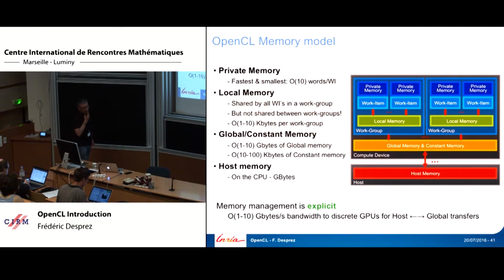If we take a look at the different memory sizes, of course it depends on the platform you have in front of you, but usually the private memory is quite fast and small. It's considered as a register, for example, within one device. The local memory is shared. It's not very big as well. It's not shared between work groups. It's only within one work group. The global constant memory is usually bigger, and the host memory is on the CPU.